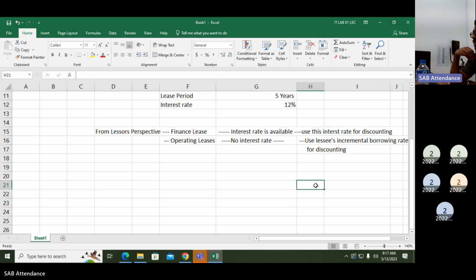So the lessee as a business, if they go for a borrowing for this asset, based on the borrowing, how much interest are you going to pay? That is normally the bank interest rate that the business can borrow. That is the incremental borrowing rate. So you can take that rate for the purpose of discounting.